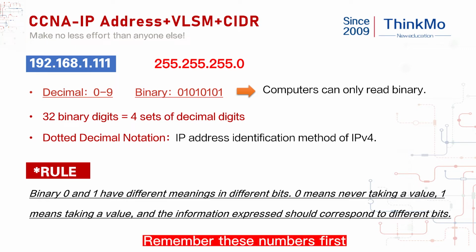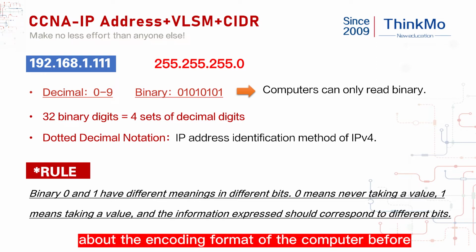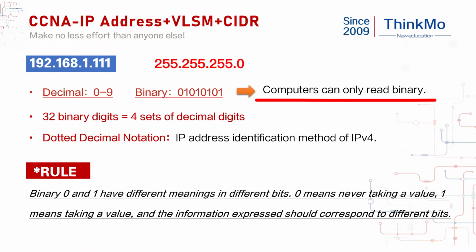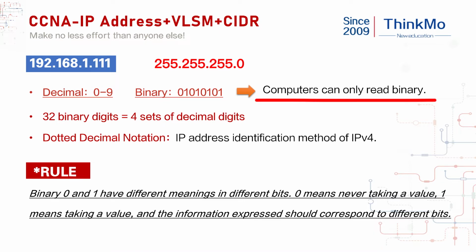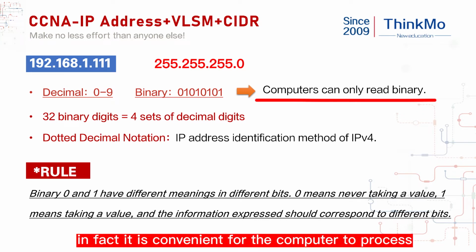Remember these numbers first. I don't know if you have any knowledge about the encoding format of the computer before. Computers only understand binary when reading data. For a computer, it can only recognize binary, that is, it only recognizes 010101. For example, 192.168.1.1, it doesn't know these dots. Binary is in fact convenient for the computer to process.